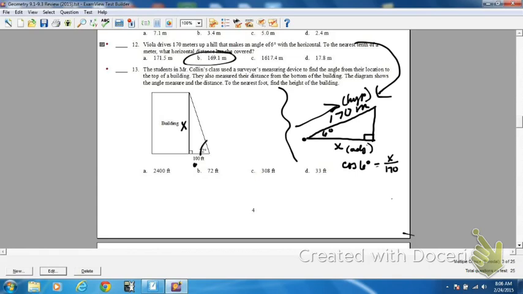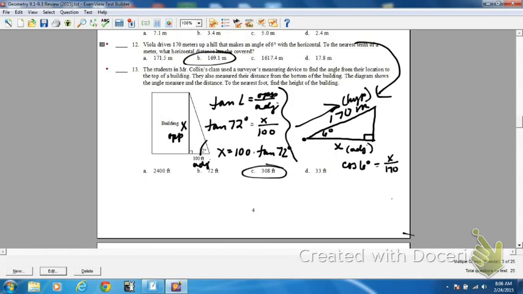So there's my angle. I have the adjacent side and the opposite side, so I'm going to use tangent for this one. Tangent of an angle is opposite over adjacent. So the tangent of 72 degrees is equal to x over 100. And I would just multiply both sides by 100 and get 100 times the tangent of 72. And that gives me the height of the building to be 308 feet.